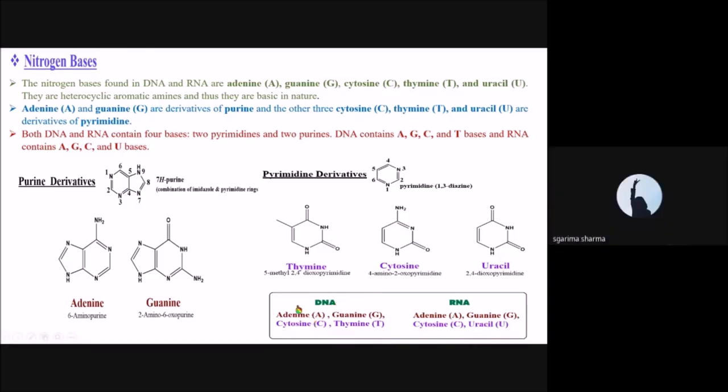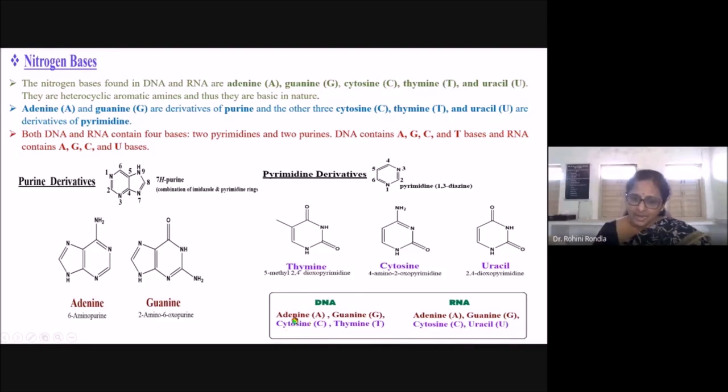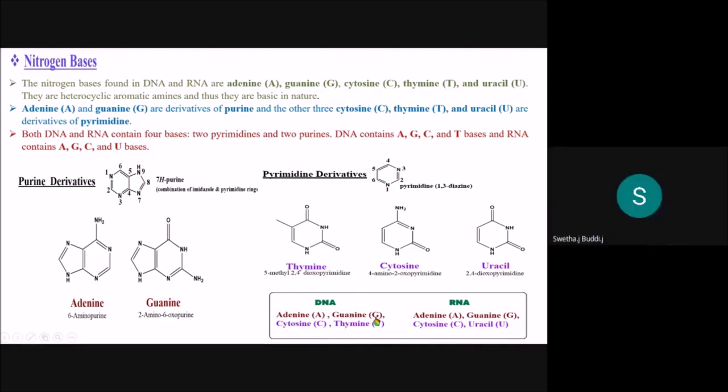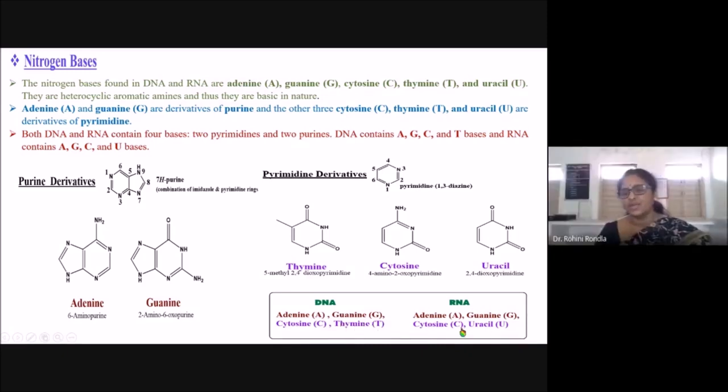Okay. DNA is composed of adenine, guanine, cytosine, thymine. Only difference is thymine and uracil. RNA lo uracil untundi, DNA lo thymine. మిగిలినవన్నీ కూడా same to same.